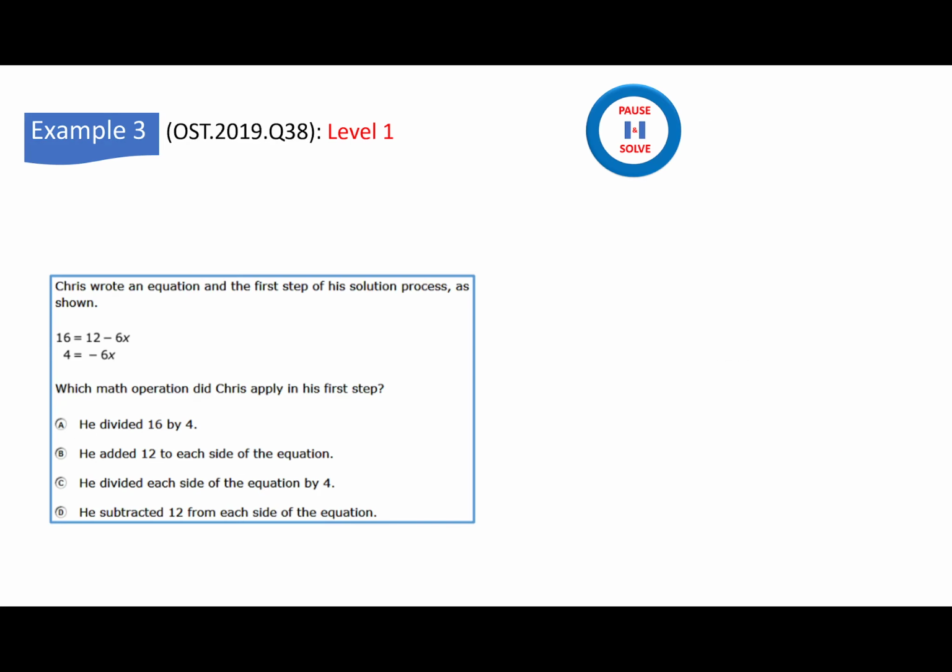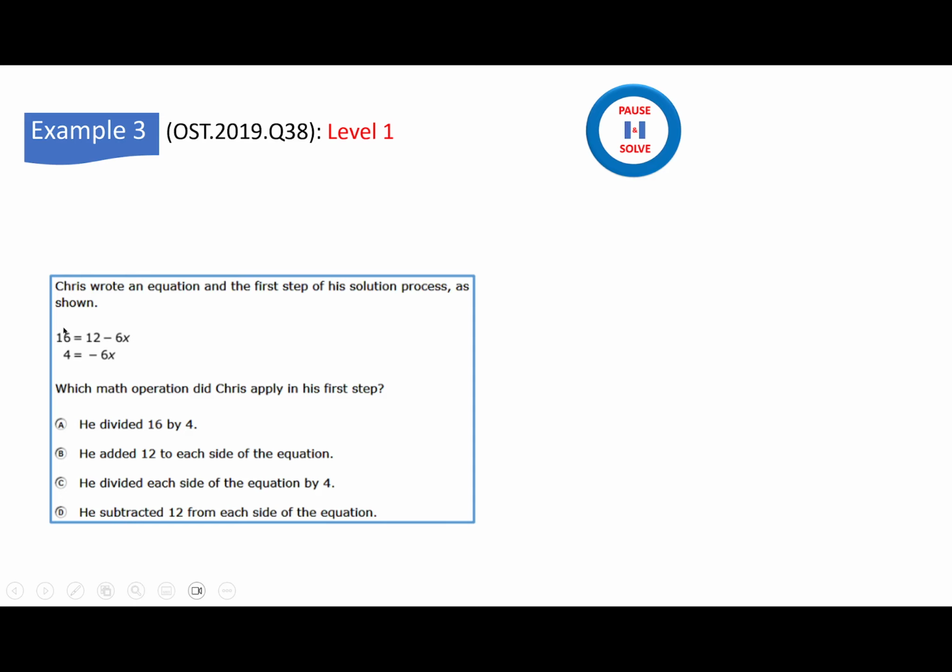Example 3. Chris wrote an equation and the first step of his solution process as shown. So he started with 16 equals 12 minus 6x, and then he got to 4 is equal to minus 6x. Which math operation did Chris apply in his first step? So you have several options.